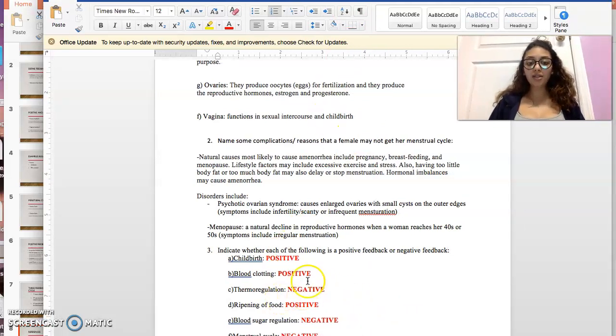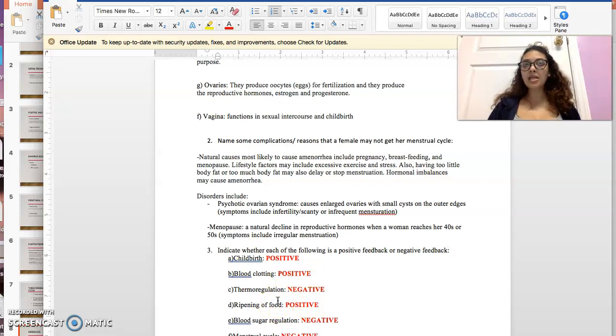Childbirth is positive, as we stated before. Blood clotting is also a positive form. For thermoregulation, I feel like it's easy to remember negative feedback by thinking that you're regulating something. You want to return something to homeostasis, so that would be negative feedback. Ripening of food is positive. Blood sugar regulation is negative, it has the word regulation. And the menstrual cycle, although it does not have the word regulation, is negative. So that is it.